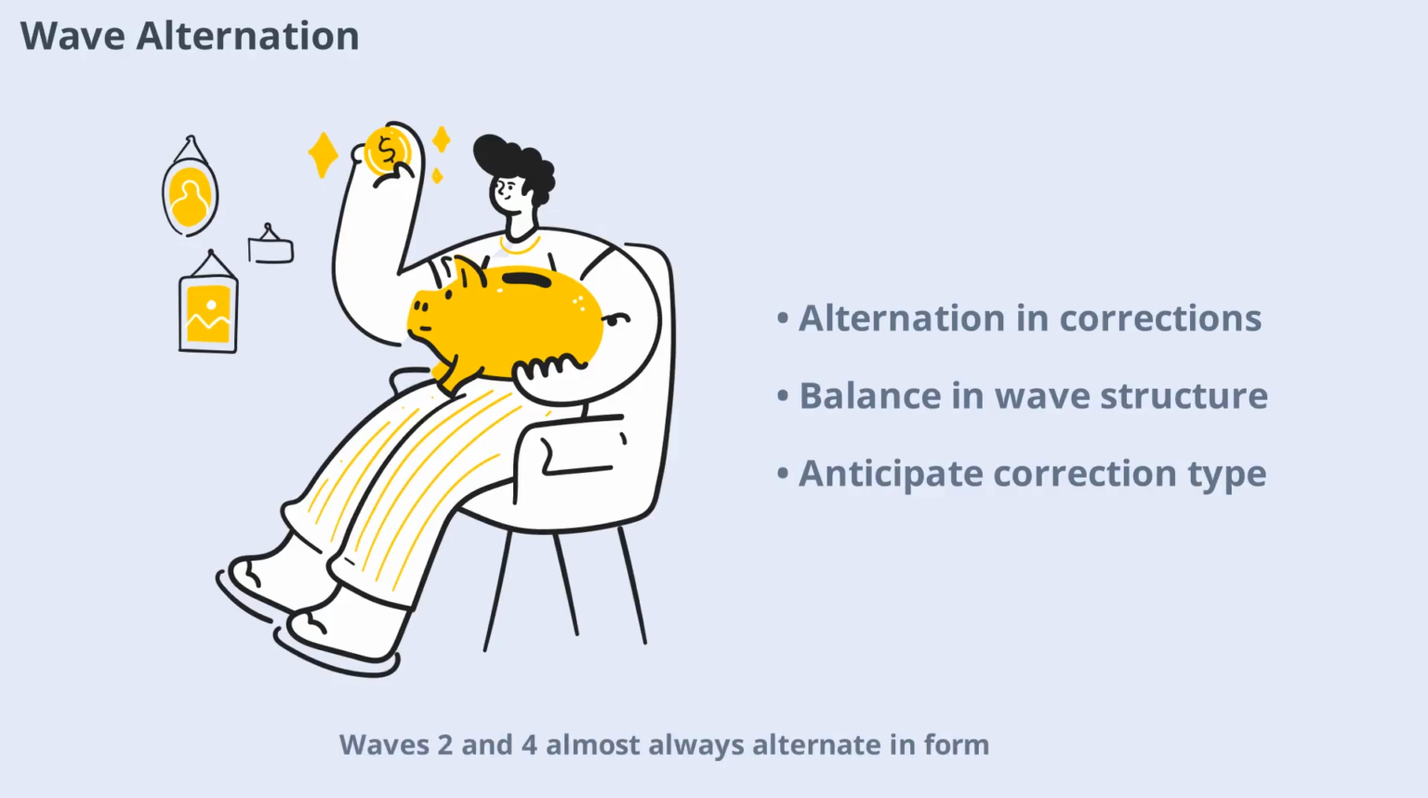Waves 2 and 4 almost always alternate in form, with one being a zigzag and the other a flat or combo. This alternation helps maintain balance in wave structures and prevents repetitive patterns. Recognizing alternation can help traders anticipate the type of correction and adjust their strategies accordingly.